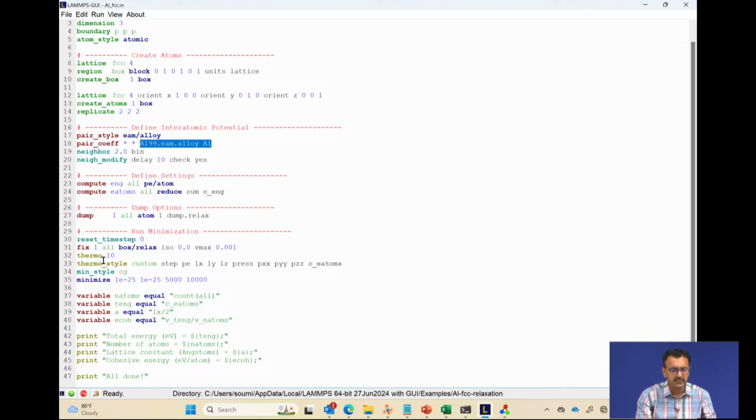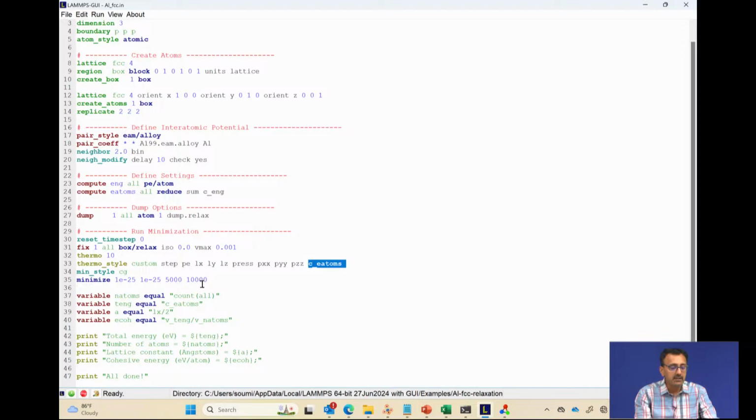And in the process, every 10 seconds, you want to record parameters such as potential energy, the dimensions of the box, Lx, Ly, Lz, the overall pressure, and the components of the normal stress, Pxx, Pyy, Pzz, and the total configurational energy per atom. And these are the thermo parameters, essentially, that your code will spit out as it tries to reach the minimum energy configuration. You are interested in these.